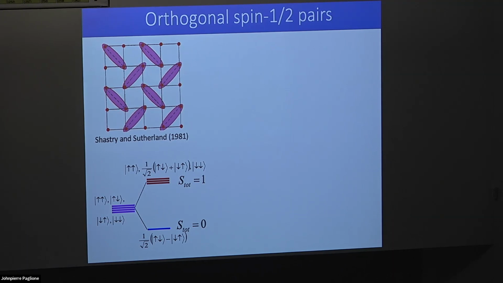And when that happens, then we can classify these states according to the total spin quantum number, which for two spins can either be 0 or spin 1. Then we would expect to have excitations that correspond to promoting this singlet into a triplet. And that should be, instead of the magnon, now this singlet to triplet excitation.